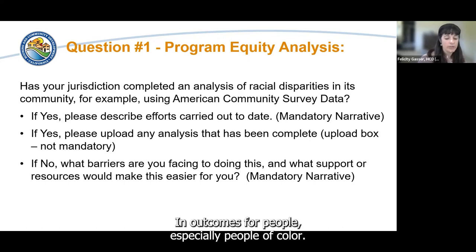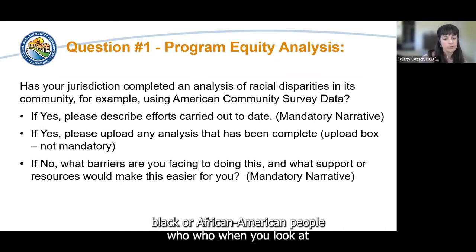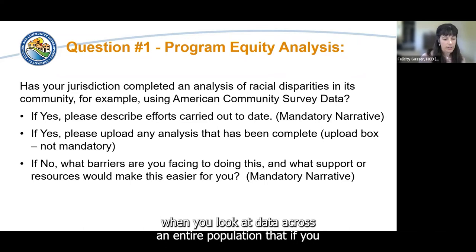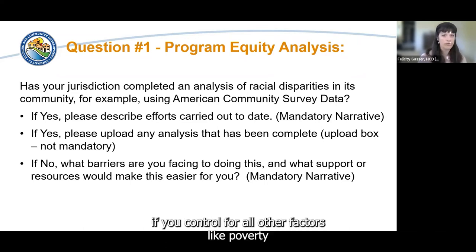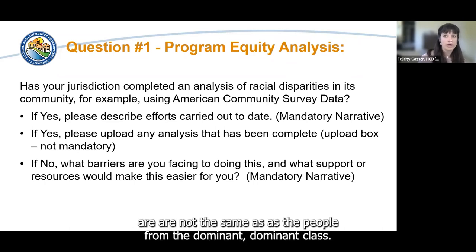differences in outcomes for people, especially people of color. So Indigenous people, Latino, Latina, Latinx, Asian Pacific Islander, Black or African American people, who, when you look at data across an entire population, if you control for all other factors like poverty or age or gender or marital status, the results for people of color are not the same as for people from the dominant class.